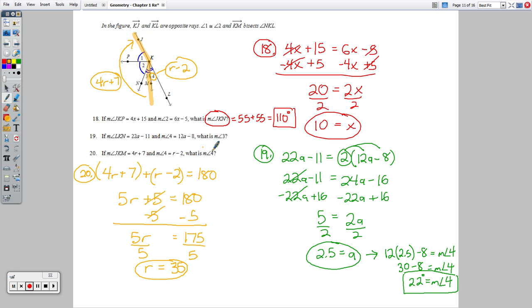So take that, that's not your final answer. It asks for what's the measure of angle 4. It should be pretty easy though from there. Take 35, plug it in right there. That means that you're going to have 35 minus 2 for the measure of angle 4, which would be 33 degrees. So that right there is your final answer for number 20.